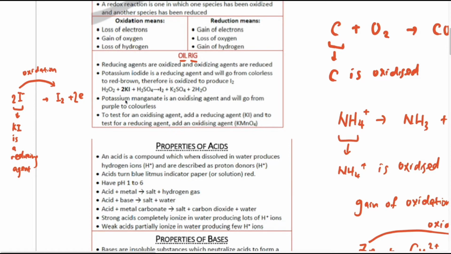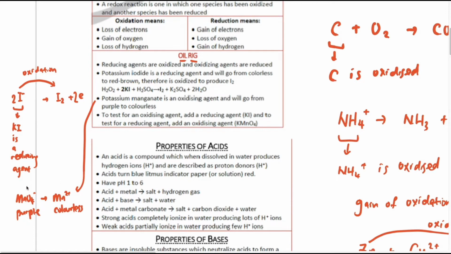Potassium manganate is an oxidizing agent and will go from purple to colorless. So the equation: MnO4 minus will become Mn2 plus. Of course this is potassium manganate, which is purple, then to colorless. So that is the famous oxidizing agent, potassium manganate.